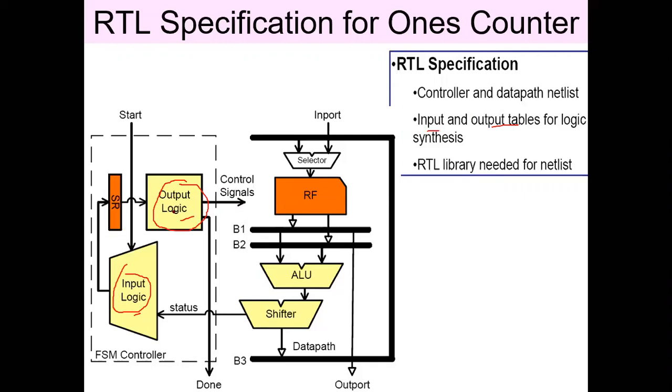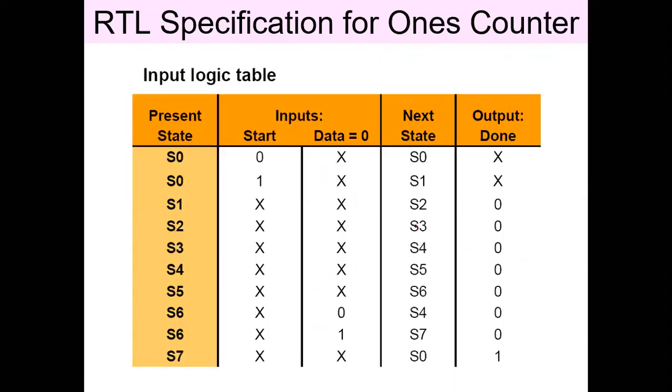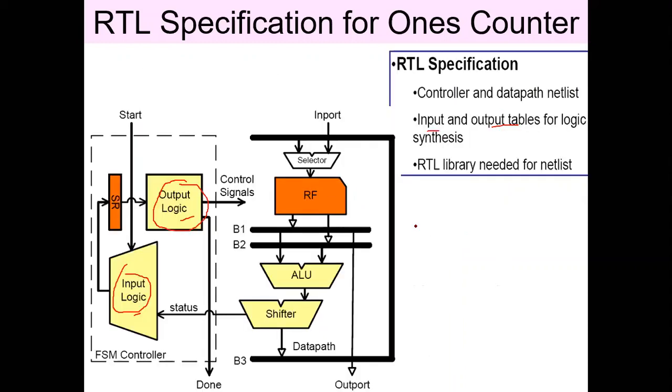Then the connections will be specified using the netlist. That means the RTL library will be needed for selection of the components, and then the interconnection will be specified using the corresponding netlist. That is what we call the RTL specification.